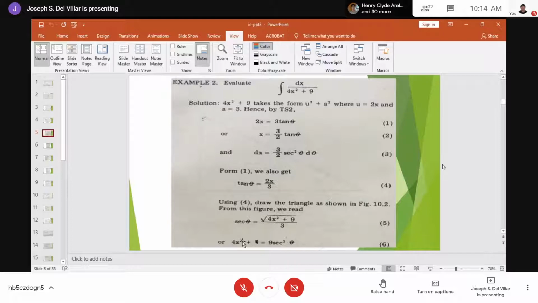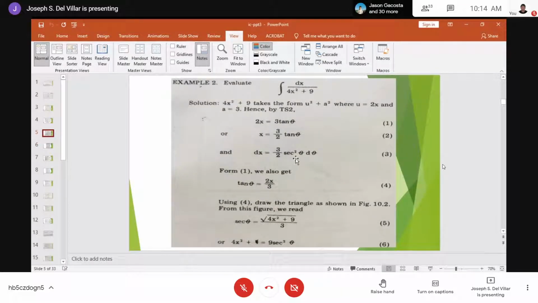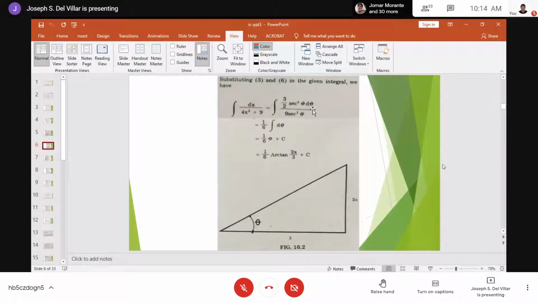So we can now substitute, no? You substitute now, so that is dx. Ano yung dx kanina? 3 halves, di ba? Ito siya, 3 halves secant squared theta d theta. And yung 4x squared plus 9 is equal to 9 secant squared theta. Okay? So nakikita nyo yung mga substitution. Basta dapat may right triangle kayo in the drawing, no?